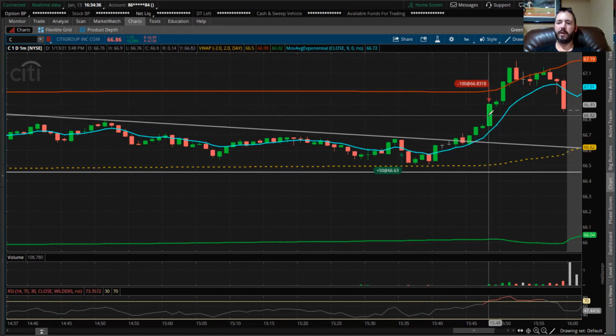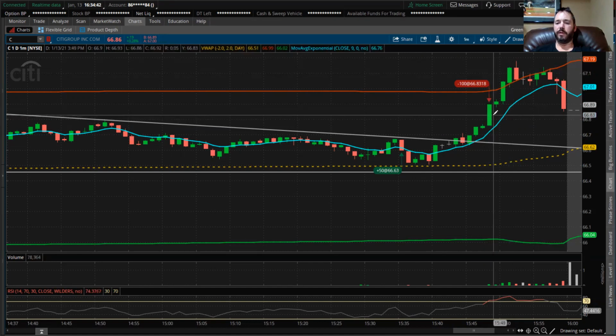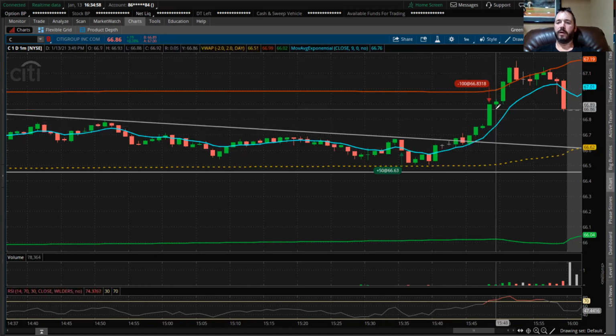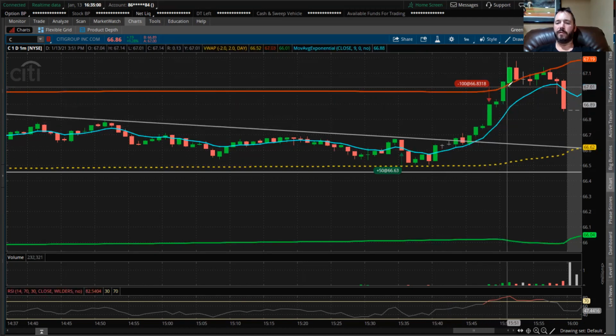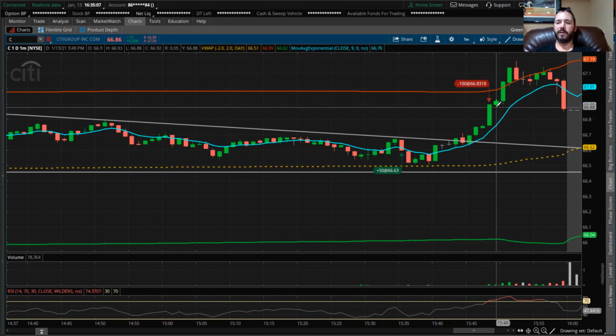We took 20 cents. At the time, I was very, very frustrated because it ran up another 30 cents in 3 minutes from when I sold. So I was so frustrated. But a lot of times when you dial in your entry like this, as an accuracy scalp trader, you're going to leave profit on the table. It's just the way it is, but you still have to take the profit.